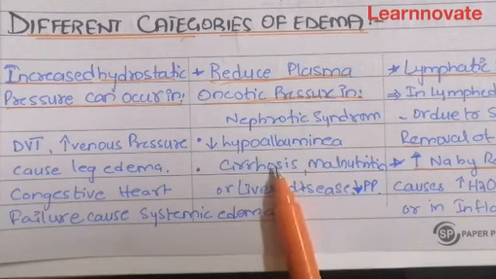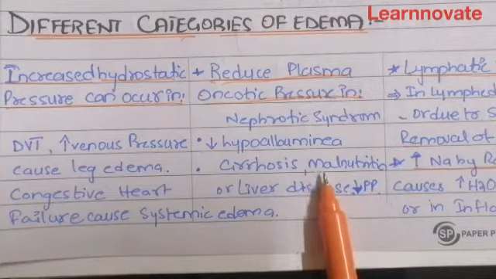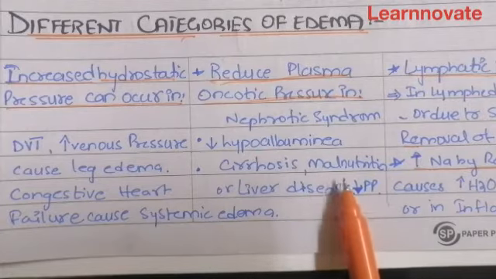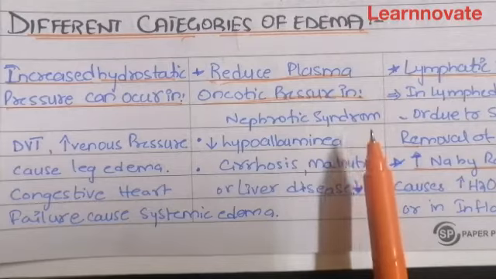The number two cause of this reduced oncotic pressure is cirrhosis of the liver, or malnutrition, that is a continuous deficiency of protein in the diet, or any liver disease that is going to decrease the production of plasma protein, which will cause the edema.